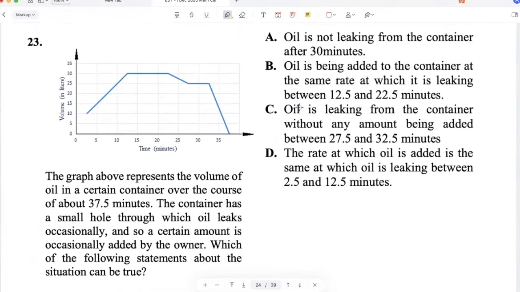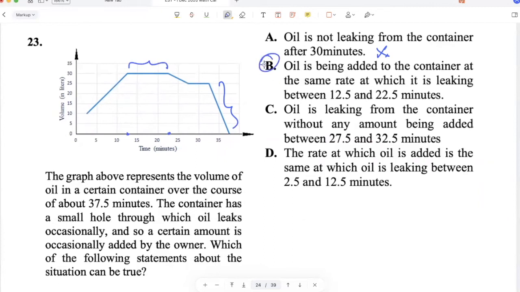Option A, oil is not leaking from the container after 30 minutes. No, it is leaking because the amount has gone down, so this is not right. Oil is being added to the container at the same rate at which it is leaking, between 12.5 and 22.5. Yeah, this is correct because here the amount of oil is constant. So this should be my answer.